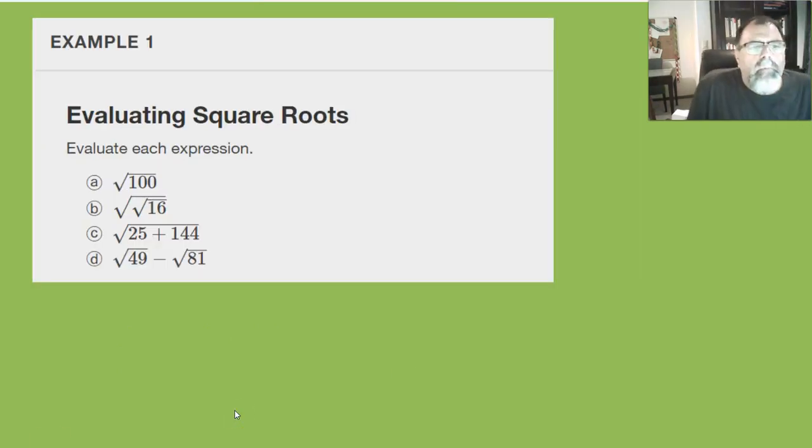Looking at example 1a, what is the principal square root of 100? Again, we typically get lazy and just say square root of 100, but remember, when it's written this way, it's just the non-negative square root of 100. So what squared is 100? That should be an easy one for you to know. 10 squared is 100, so this is going to be 10.